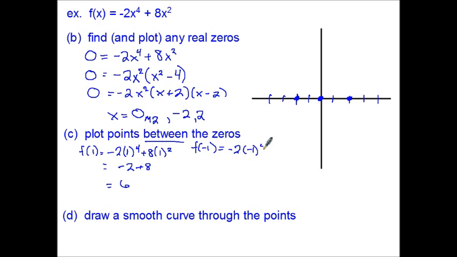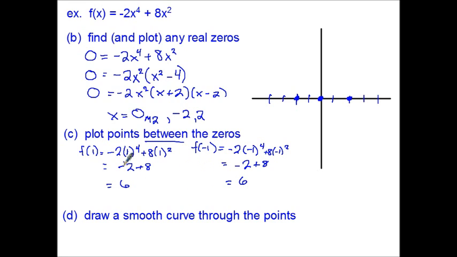But if I take negative 2 times negative 1 to the fourth plus 8 times negative 1 squared, alright, again, negative 1 to the fourth is still going to be a positive 1, and then negative 2 times that positive 1 is still a negative 2, and then same thing, negative 1 squared is positive 1 times 8 is 8, so I also get 6. Okay, if you remember even functions, and because those are both even exponents, I kind of knew in advance that f of x and f of negative x would come out to be the same value. But anyway, here we go.